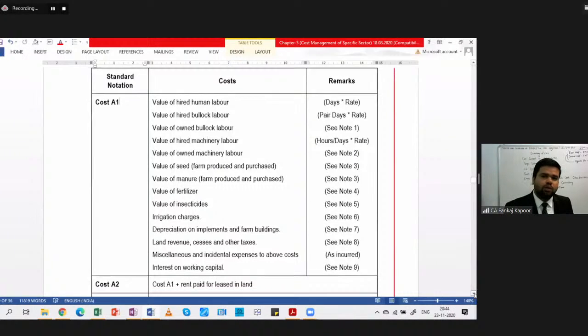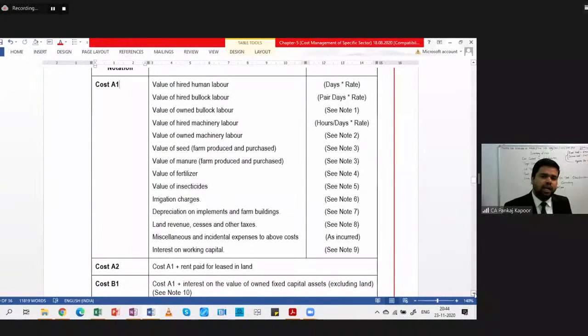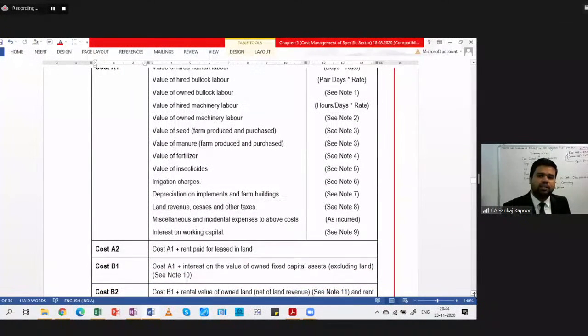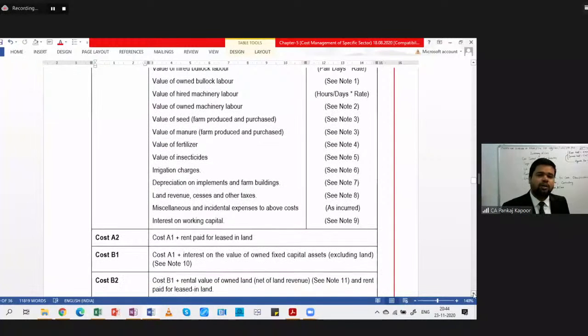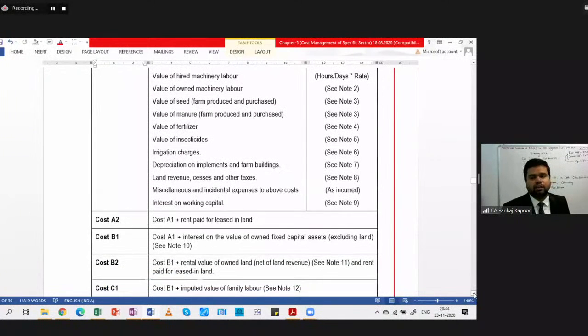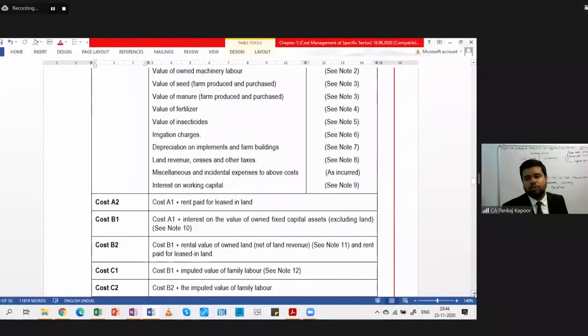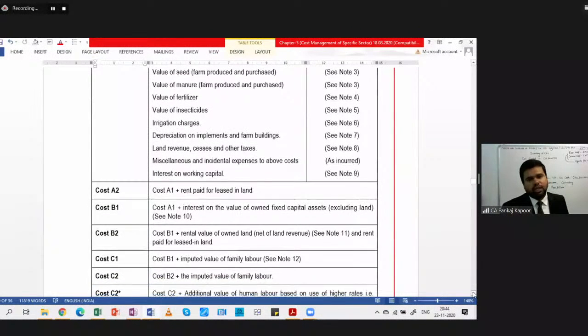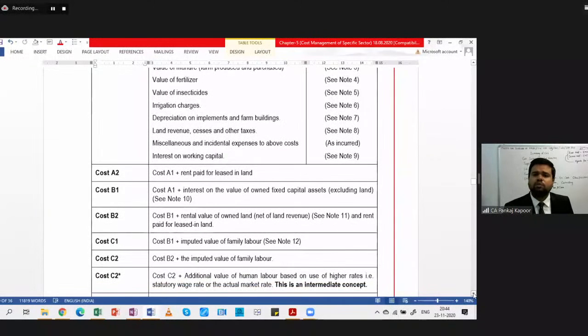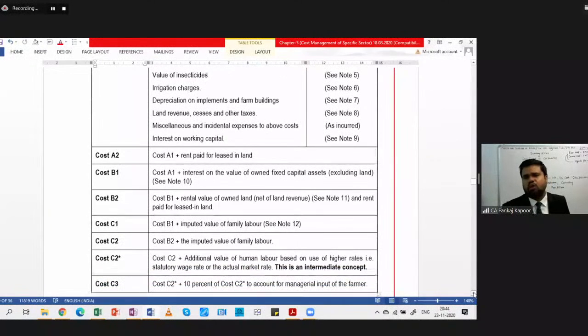A1 includes all the costs which are incurred by the farmers, and thereafter we need to add the rent of the land. It becomes A2. Then we need to add the interest cost of the capital or the equipment which is of a capital nature. It becomes B1 or B2, and then further on we need to add the imputed cost, or the cost of the farmer's family who is engaged in the agriculture activity.